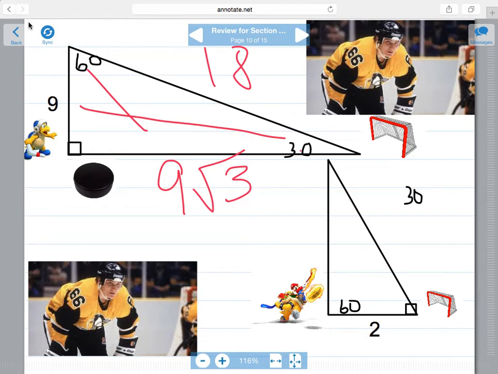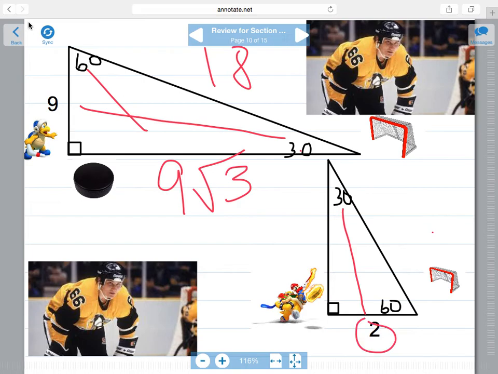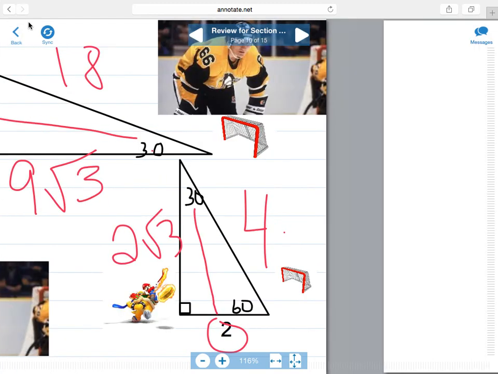Alright, down here, somehow my right triangle symbol got moved. Sometimes when I upload this to the program, everything gets moved around. So our short leg this time is here, and we know it's 2. So the hypotenuse would be 4, and then my long leg would be 2 square roots of 3. And that's it.